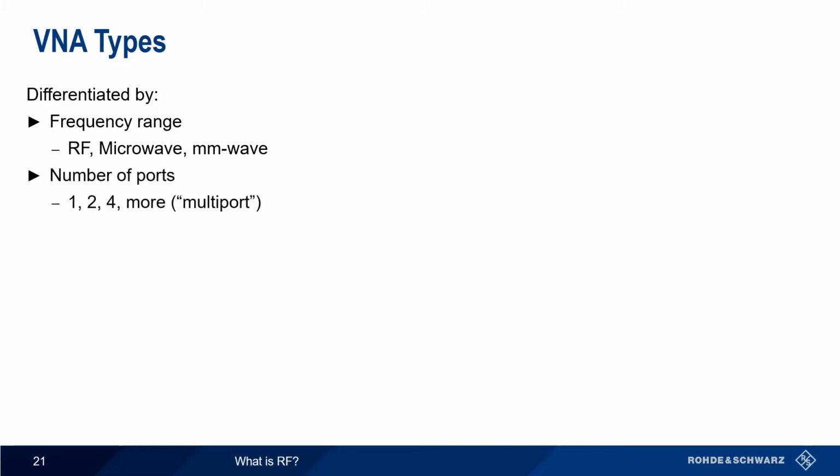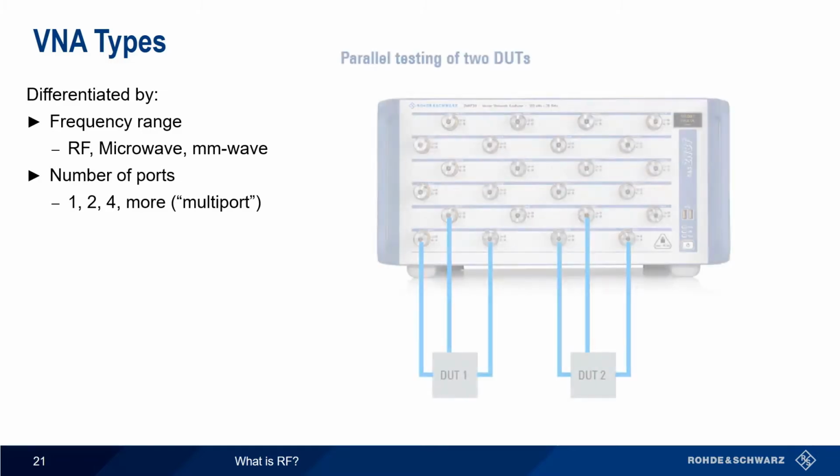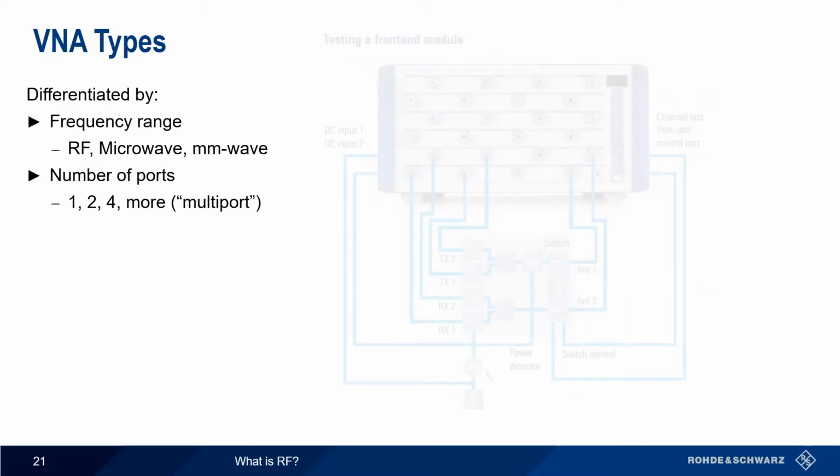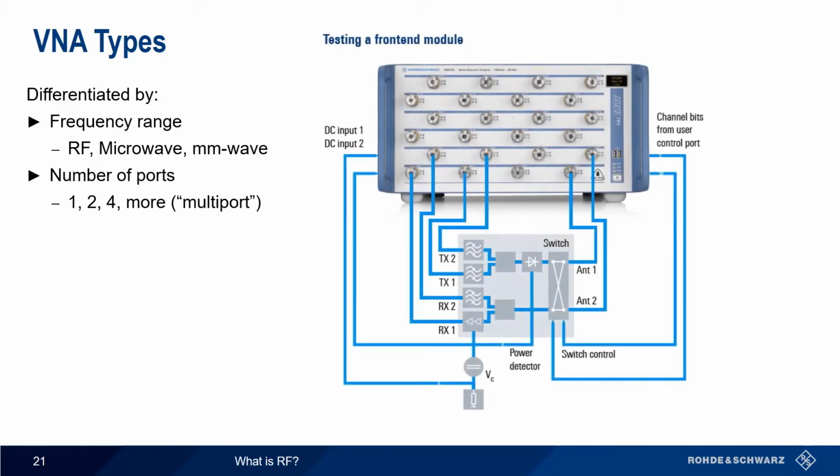While some single-port VNAs exist, the vast majority of VNAs have 2 ports. With the advent of balanced circuitry and transmission lines, VNAs with 4 or more ports have become more common. Another advantage of some multi-port VNAs, like the Rohde and Schwarz ZNBT, is that they can be configured to operate in parallel mode so that the DUT test throughput can be increased for high-volume RF test applications. Another interesting application is testing of complex devices like front-end modules, which have multiple RF inputs and outputs.